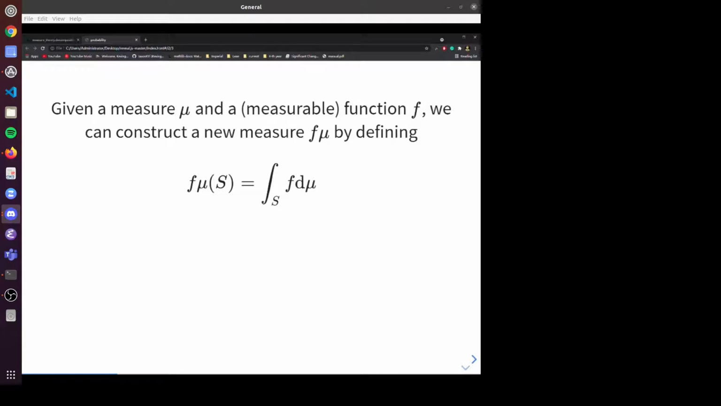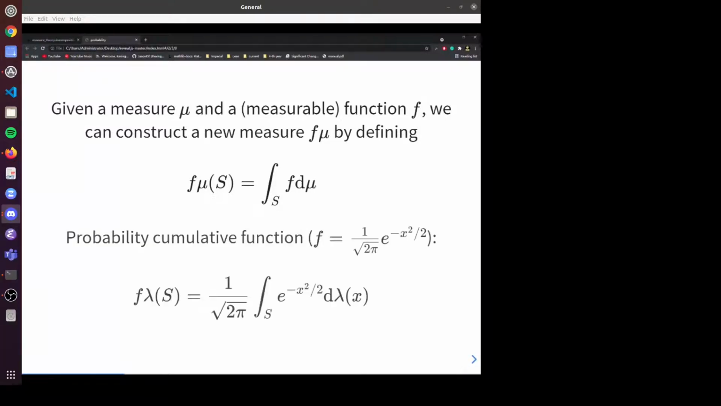It is easy to show that this is in fact a measure: if we integrate over the empty set, we obtain 0, and if we integrate over two disjoint sets, then it's the same as adding those integrals. And this is an important measure because, for example, if we let f be this particular function, we see that this is a very familiar integral. In particular, this is the cumulative distribution function for the Gaussian distribution.